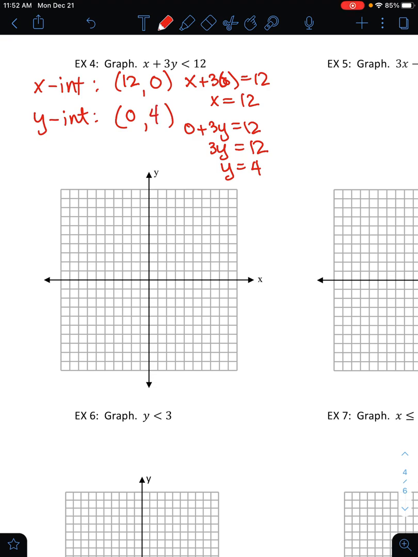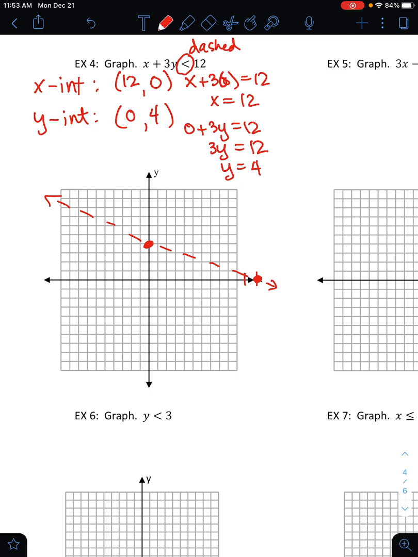Now, I do run off my graph just a touch, so since it's only 2 spots, I'm just going to extend it out too, because these are 10 by 10 grids. Now, 0, 4 is going to be right here. Now, let's pause. Am I making a solid or a dashed line? So this is just a less than sign. This is a dashed line. So I'm going to do my best to make a dashed line that's fairly straight through my points, okay?